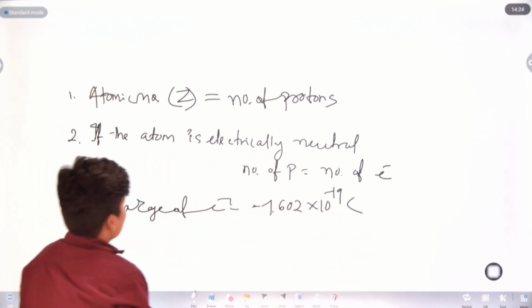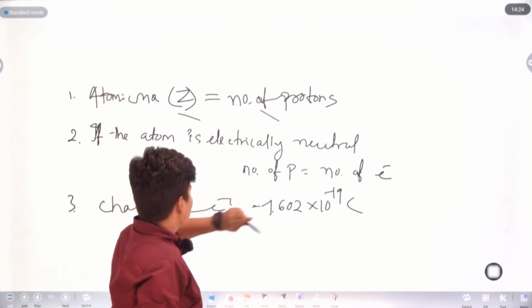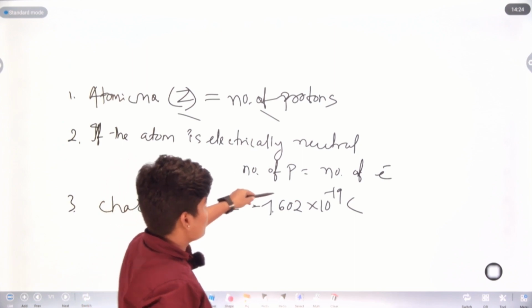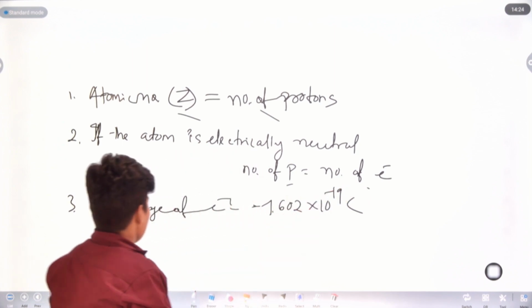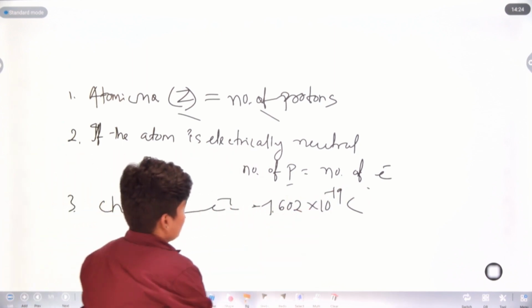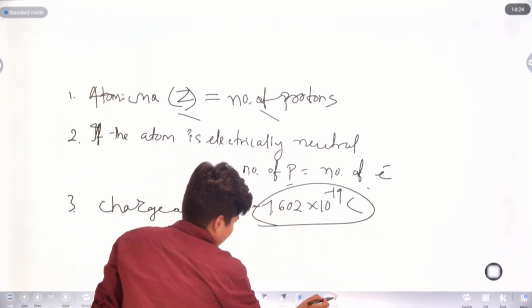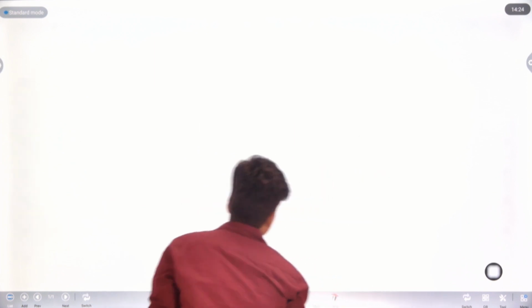So the atomic number is denoted by Z. It is the number of protons. And if the atom is electrically neutral, no charge is there, then the number of protons will equal the number of electrons. And the third one, the charge of an electron is minus 1.602 × 10⁻¹⁹ coulomb.